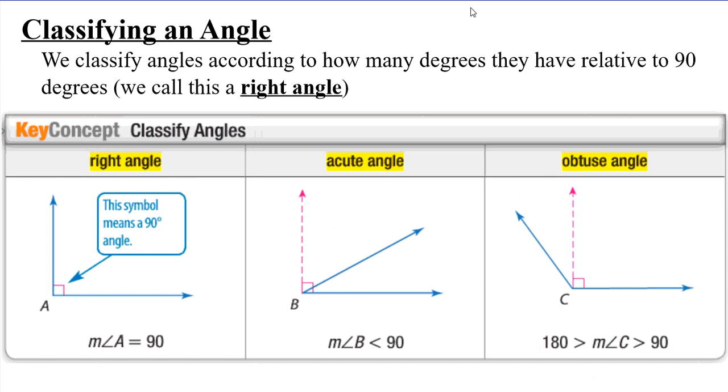Based on the measurement of that angle, we have different ways to classify it. If the measurement of the angle is 90 degrees, we call that a right angle. I know you've known that. If it's less than 90 degrees, we call it acute. And if the angle measures more than 90 degrees but still less than 180, we call it obtuse. So right is 90, acute is less than 90, obtuse is more than 90 but still less than 180.